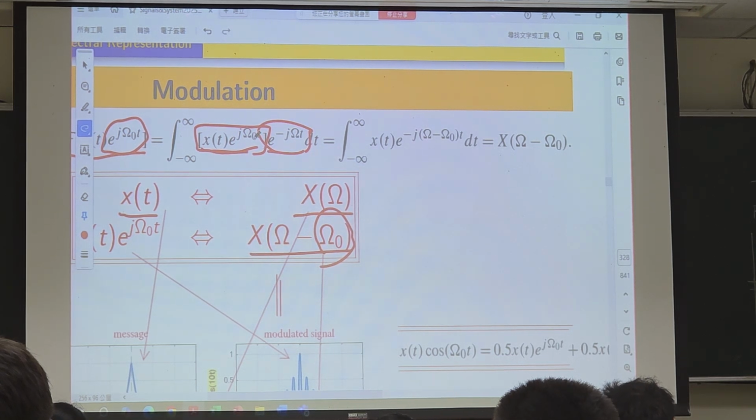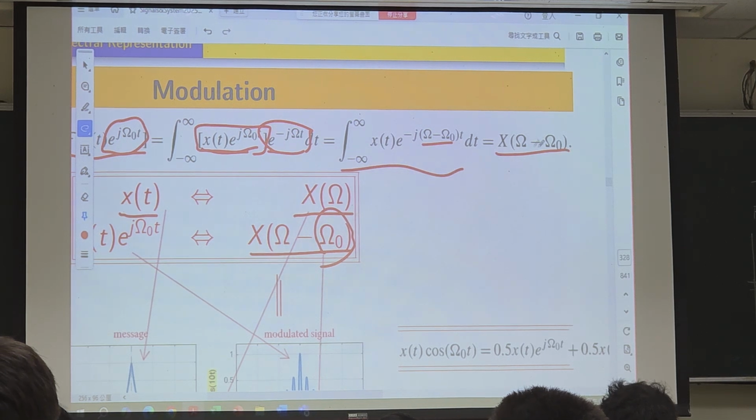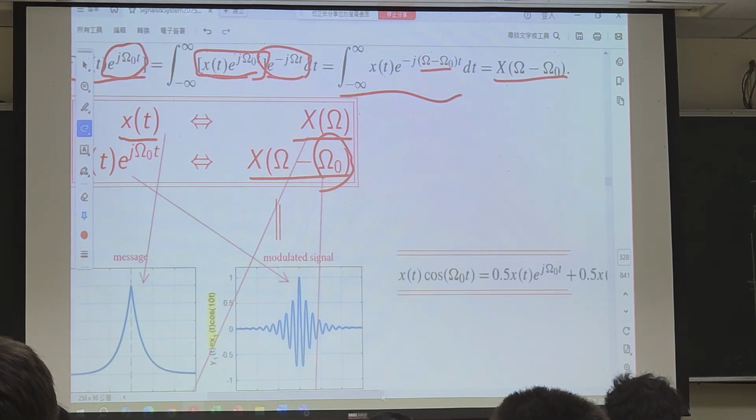Alright, so we can collect the two omegas in the complex exponential function. By definition of the Fourier transform, this integral actually is the Fourier transform of x of t with the frequency omega minus omega sub 0. Okay? So take a look. Here is one example.